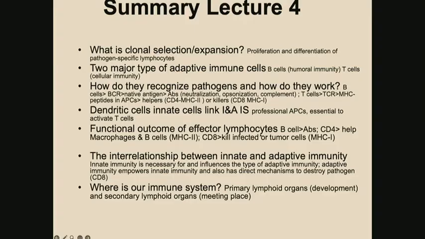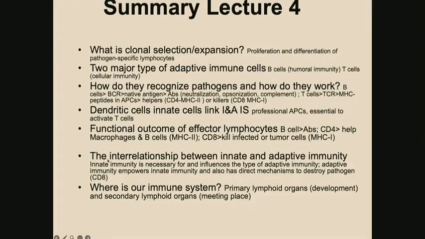Functional outcome of effector lymphocytes: we already talked that the B cell effector cell is the plasma cell, an antibody factory, and the ones that exert the effector function are the antibodies, through neutralization, opsonization, complement fixation. The CD4 T cells are the helpers. They will help macrophages, Th1, and B cells, T follicular helper cells. And the CD8 T cells will kill infected or tumor cells.